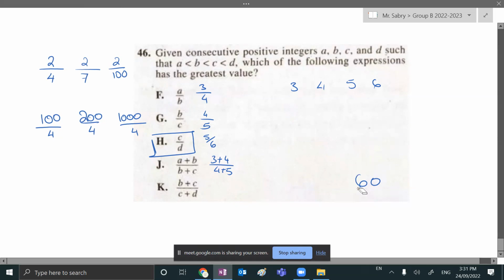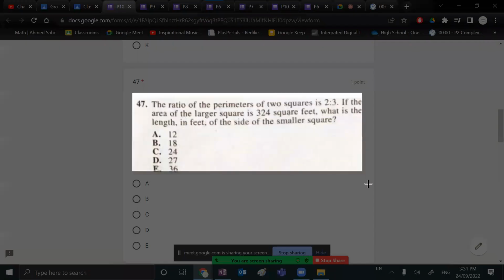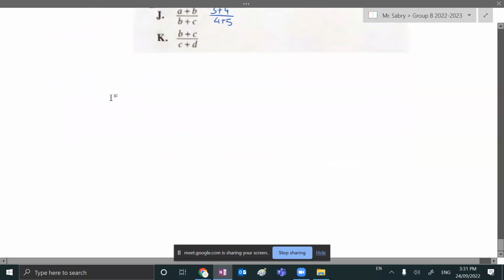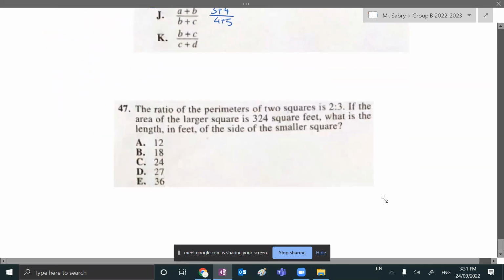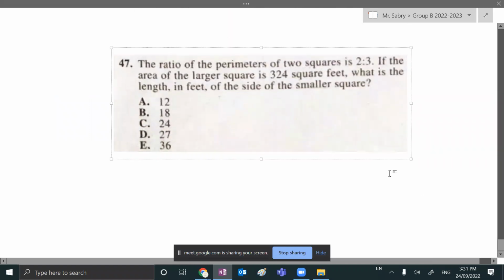Okay. The ratio of the perimeters of two squares is 2 to 3. If the area of the larger square is 324 feet, what is the length in feet of the side of the smaller square? So first of all, when I'm given an area of a square, what do I know about it? That it is side squared.